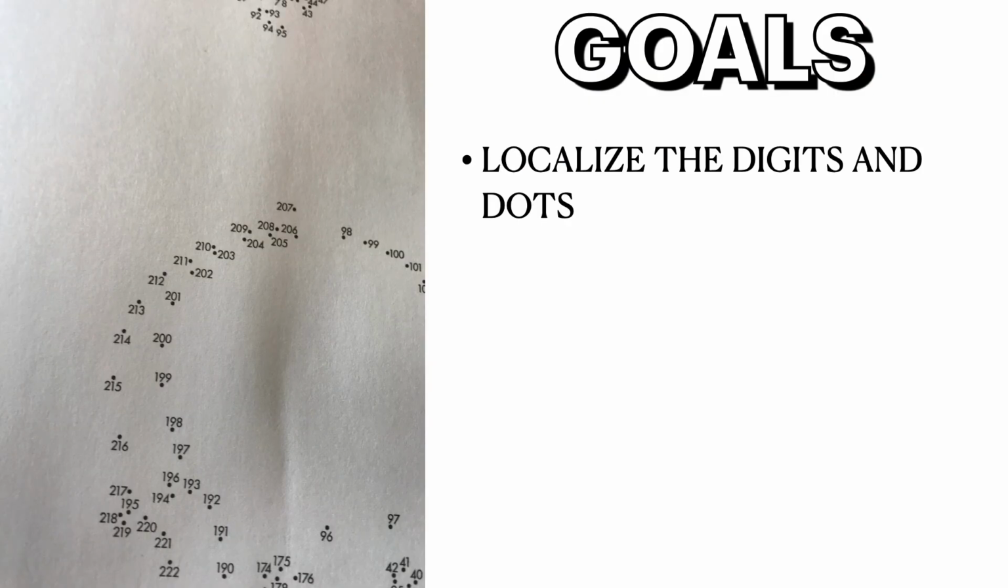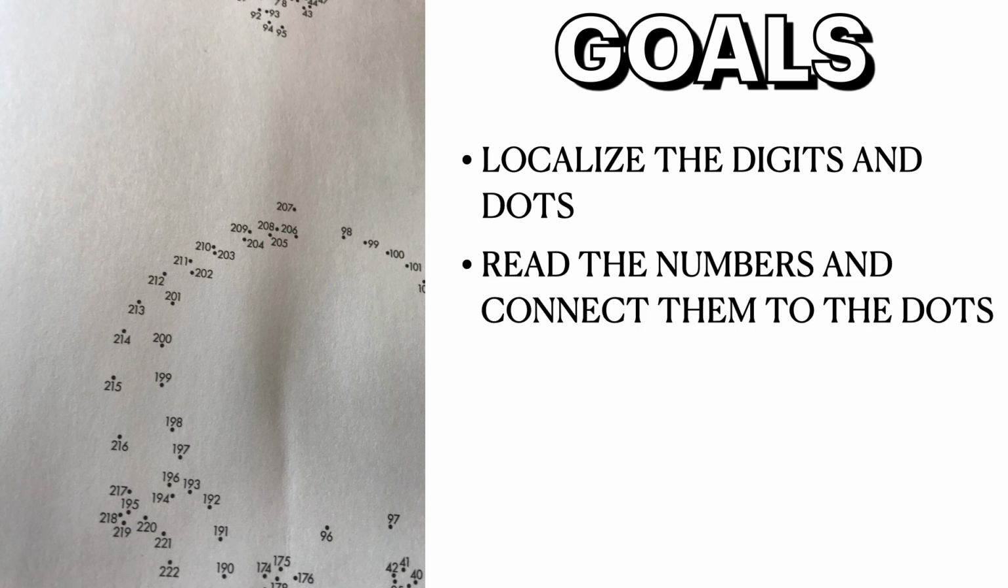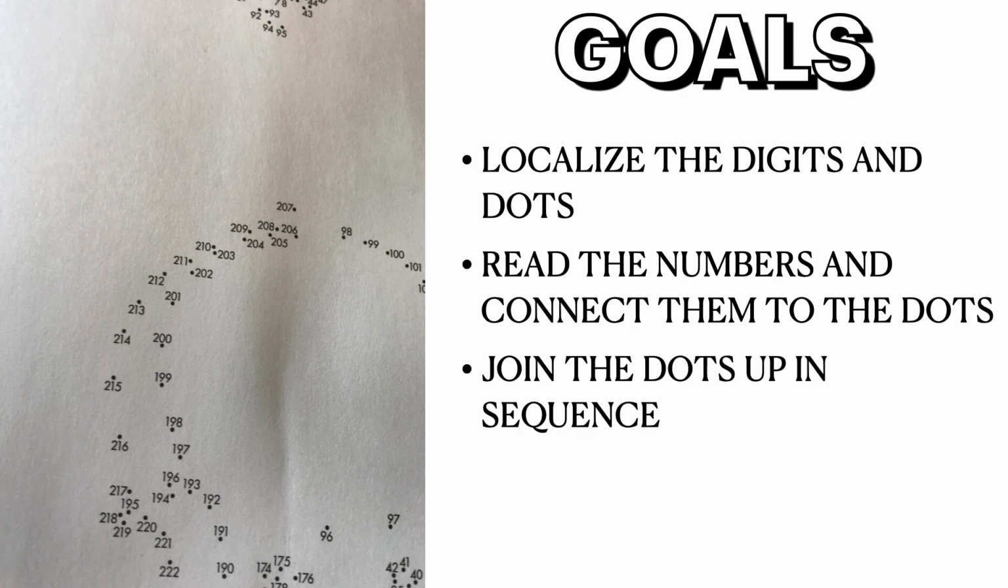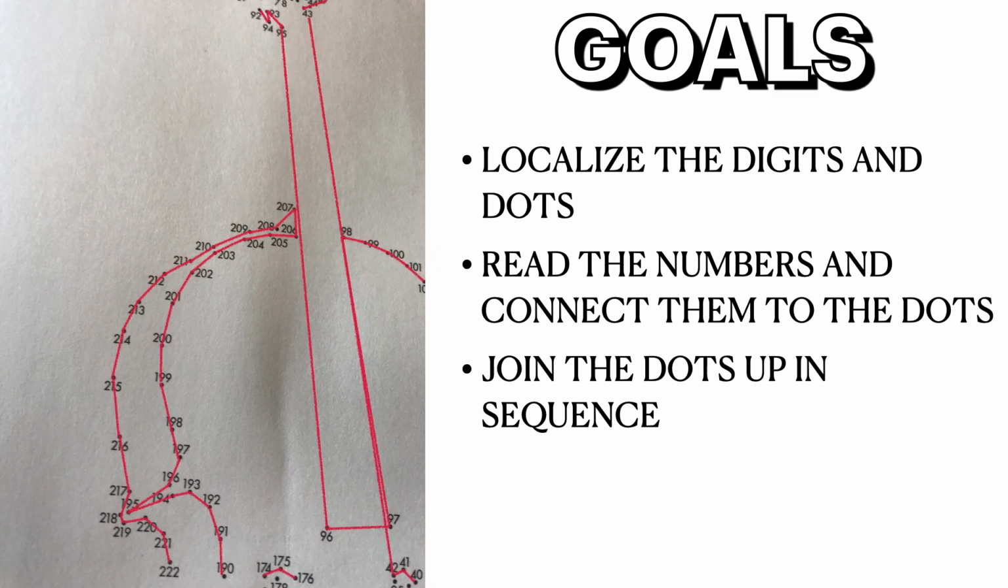And what are our goals? I'm sure you're familiar with what a dot to dot is, but what we want to do to automate it is localize the digits and the dots in our image, and read and understand these digits to form the numbers, so we can then connect up the dots in the right order. So that's the final challenge, to join the dots up in sequence, so we'd have something looking like this.